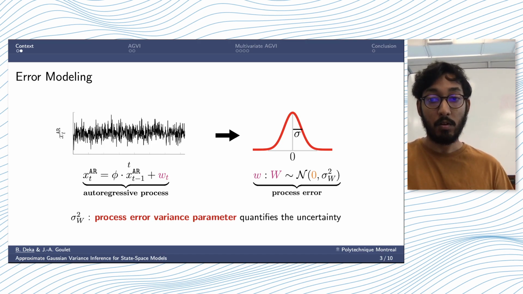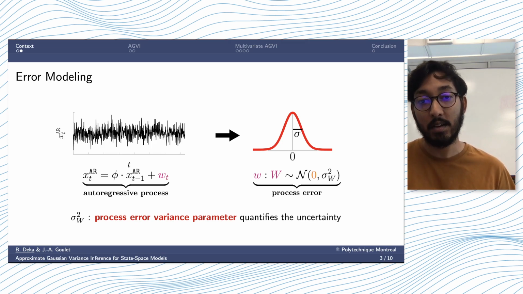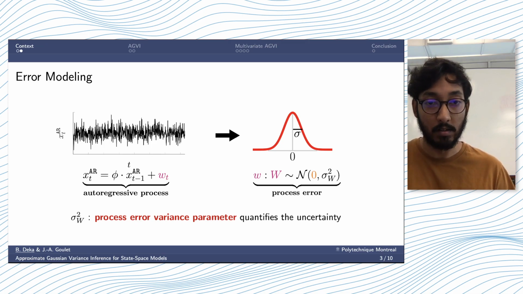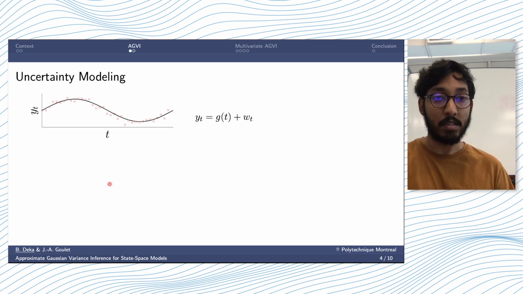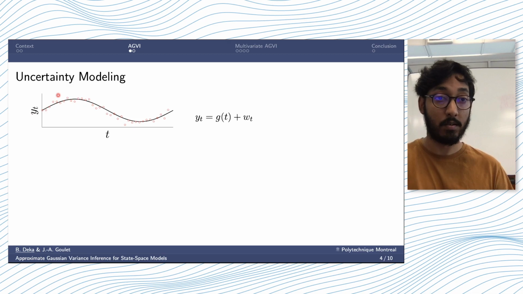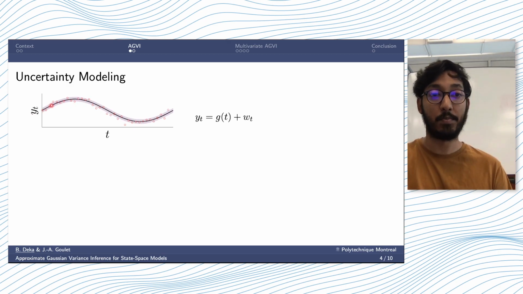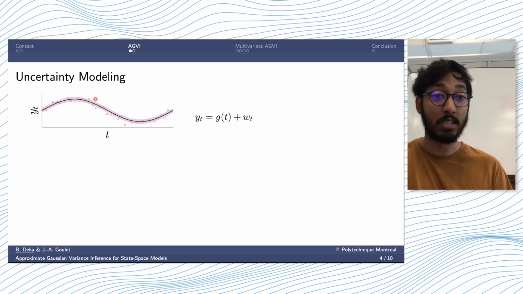Now, before going into how we can infer this variance parameter online using our approach, let's start with a simple time series to understand how we model the aleatory uncertainty. For example, the black line shows a simple sine-like function. The red dots represent the data, and this is the aleatory uncertainty that is present in this data. Now, there is a variance parameter that will quantify the aleatory uncertainty in this data.